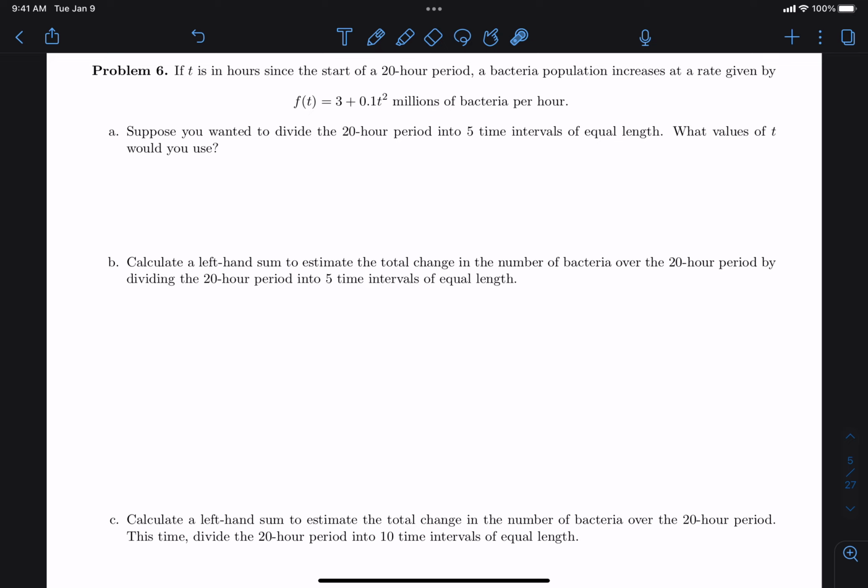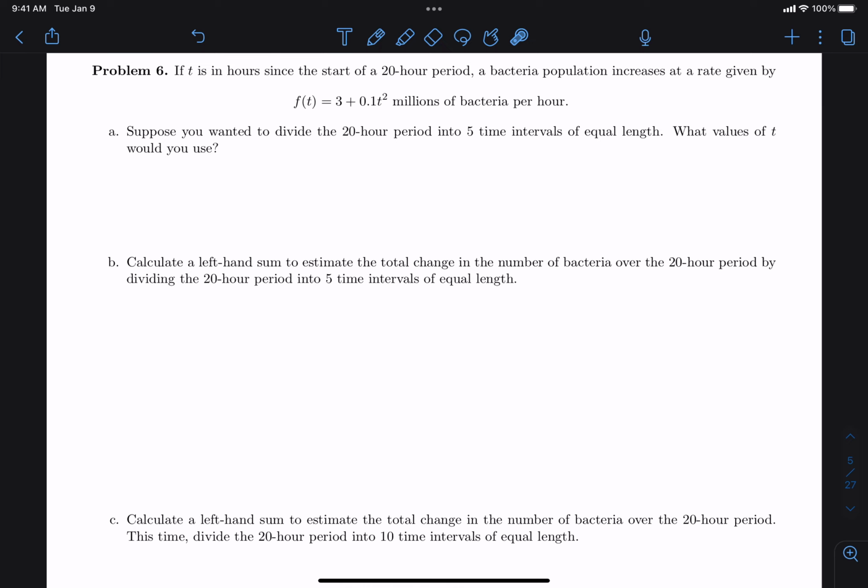So what are we trying to do? We're trying to go from 0 to 20 using 5 time intervals of equal length. So we want to make 5 jumps between 0 and 20, right? Exactly, you go by 4. Because A is 0, B is 20, and n, the number of rectangles, is 5. So 20 minus 0 over 5.